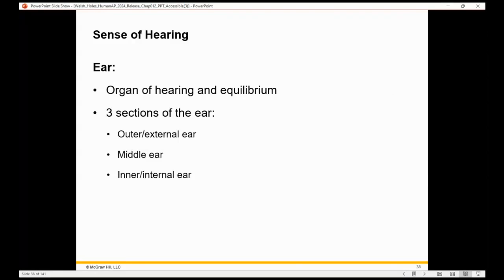Let's talk about the sense of hearing, your ear. This is the organ of hearing and equilibrium. There's 3 sections of the ear: the outer external ear, the middle ear, and the inner internal ear.